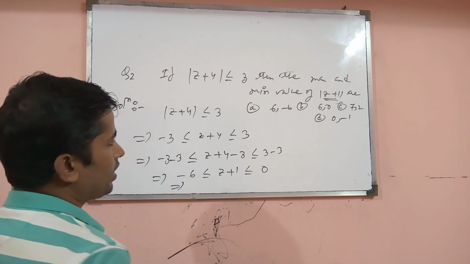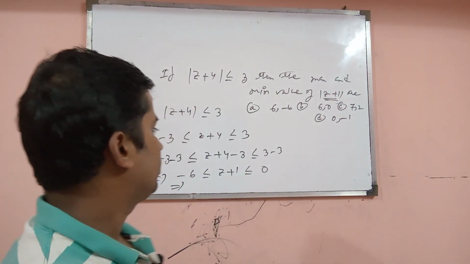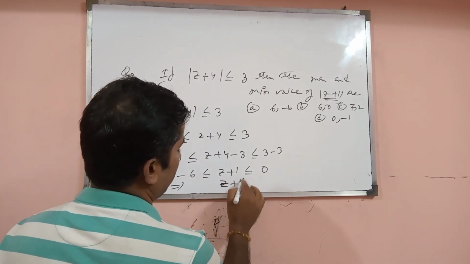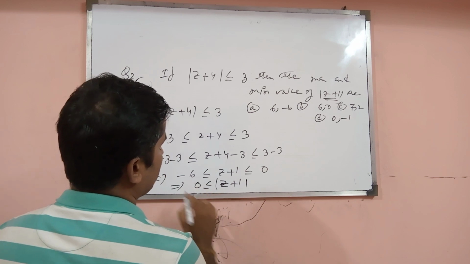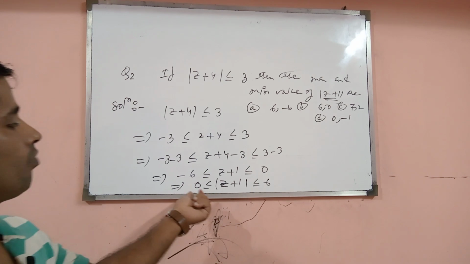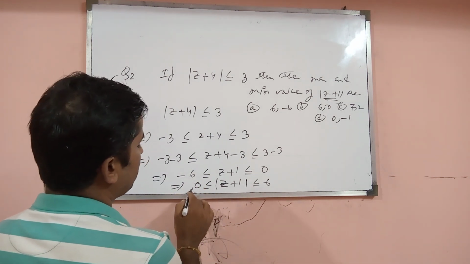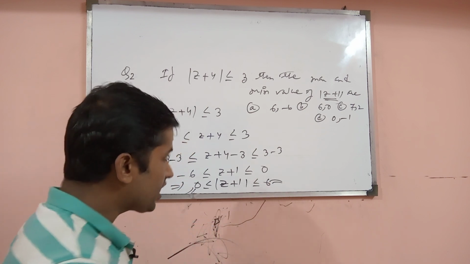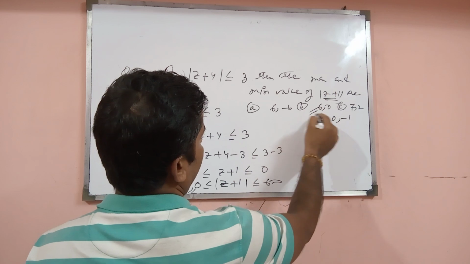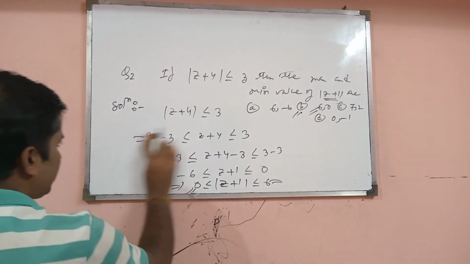Okay, as we are asked to find the modulus of z plus 1, it's a very basic concept. It implies mod z plus 1 is less than or equal to 6, and greater than or equal to 0. So the least value is 0 and the max value is 6, so it matches option B.